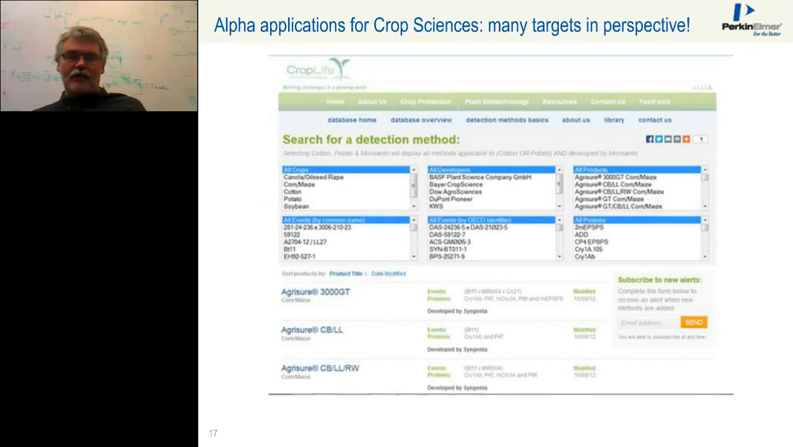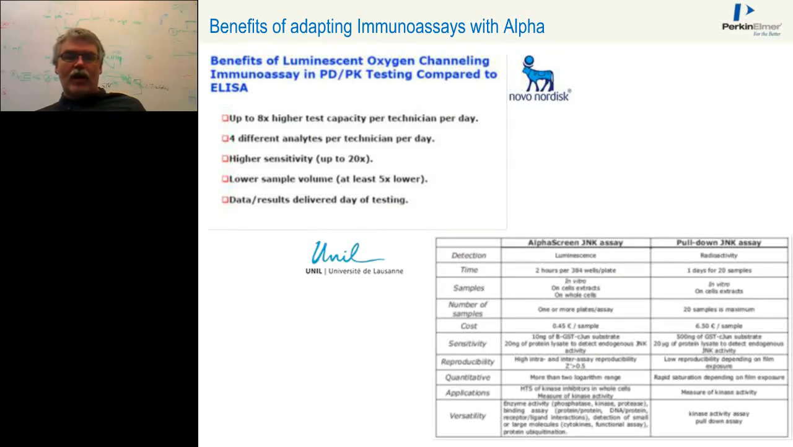And this is a confirmation by us and other customers that the output and the efficiency of the technology is present. We can show, for example, that one technician can almost decuple the amount of samples he can process. Sensitivity is higher. Sample volume is significantly lower, up to 20 times lower than the concentration needed in ELISA. And the data can be obtained in about 2 hours, which allows you to run at least 3 or 4 different assay runs per day.